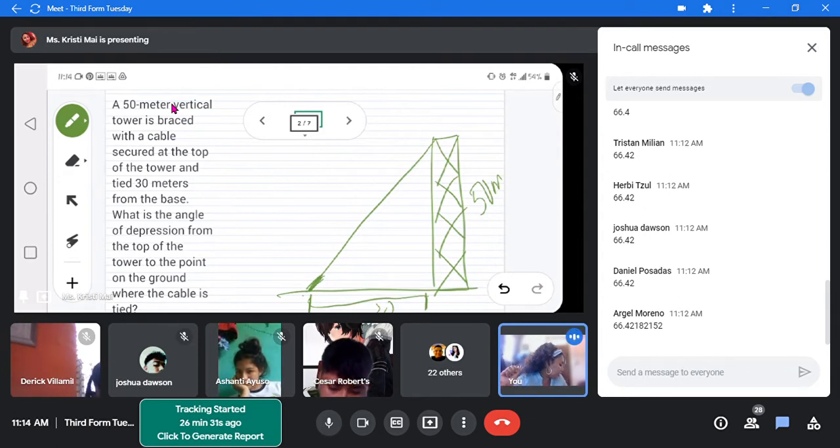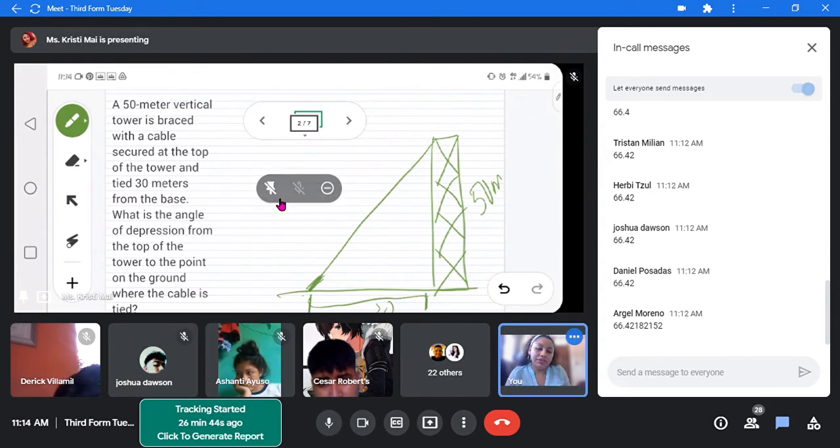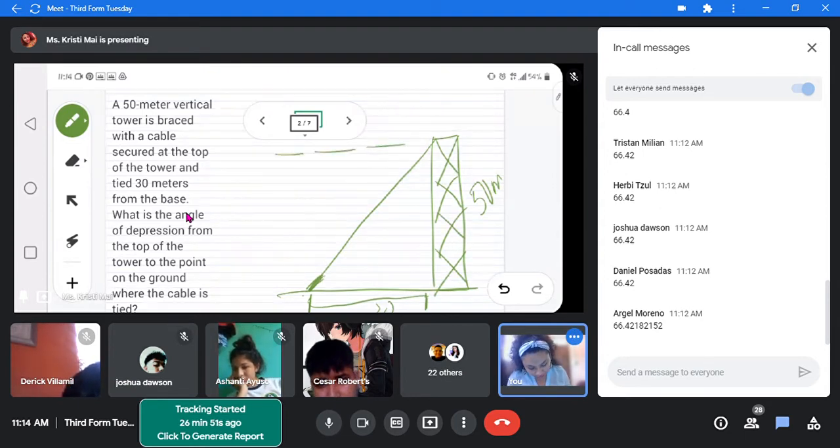What is the angle of depression from the top of the tower to the point on the ground where the cable is tied? What is the angle of depression? My angle of depression has to be here, and this is what I am looking for. That is my angle of depression. Is everybody clear with that?